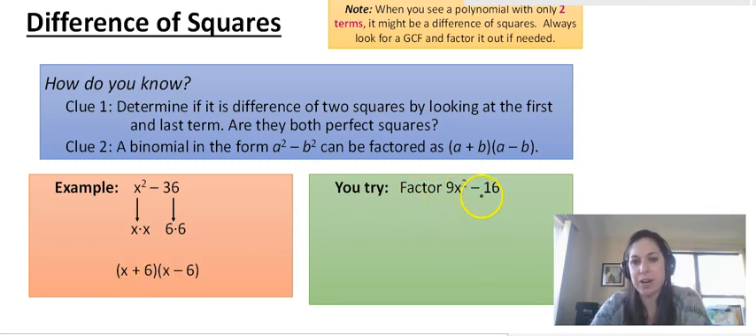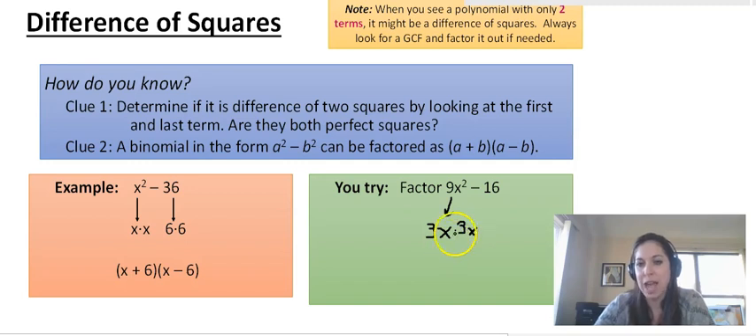Let's try one together here. Factor 9x squared minus 16. All right, 9x squared. This has two kind of parts to it. So first off, 9 is a perfect square because it's 3 times 3. But there's also that x. So this monomial is the same thing as 3x times 3x. That would give us 9x squared. 16 is broken down into 4 times 4. So this meets our first check mark.